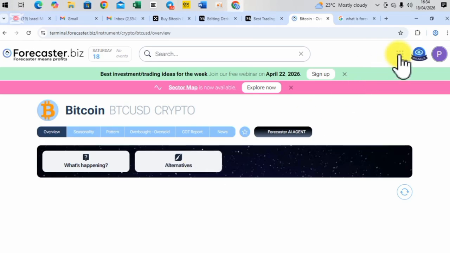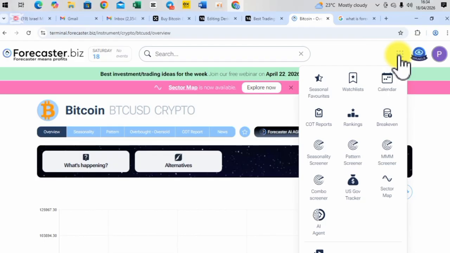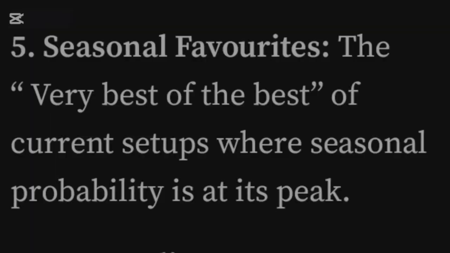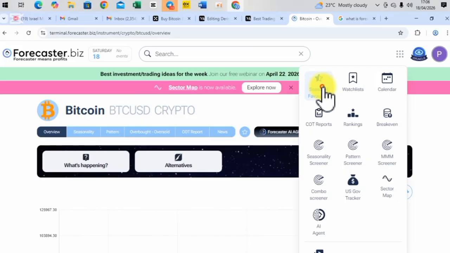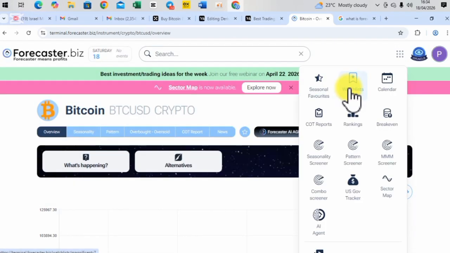So if you look here, this is the dotted box I meant. Just like Google, it also has 14 tools as of now. Number one is seasonal prevalence. This indicates the very best of current setups, where seasonal probability is at its peak. If we click on seasonality favorites, you can see it is empty. Start adding new favorites.